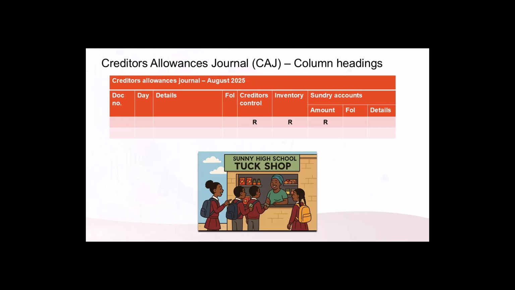So if you look at the creditors allowances journal, it has the same layout and column headings as our creditors journal.